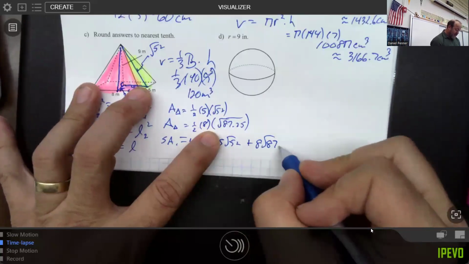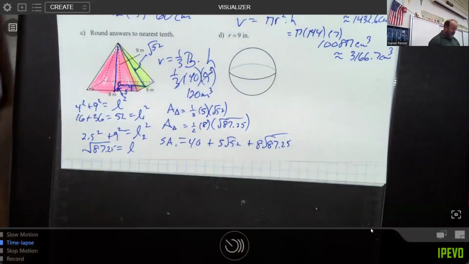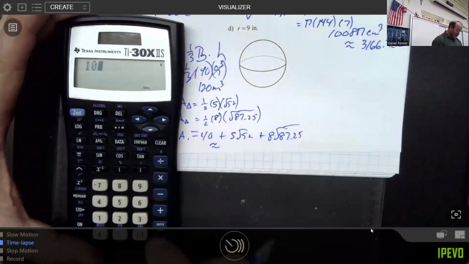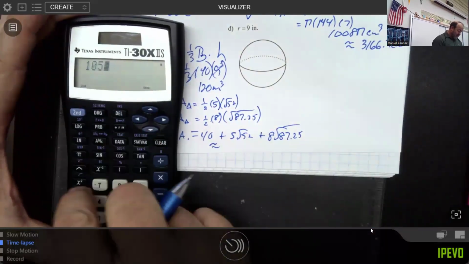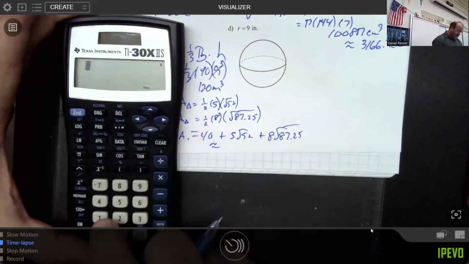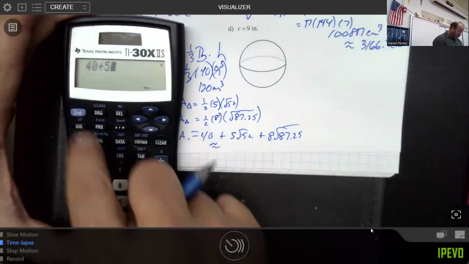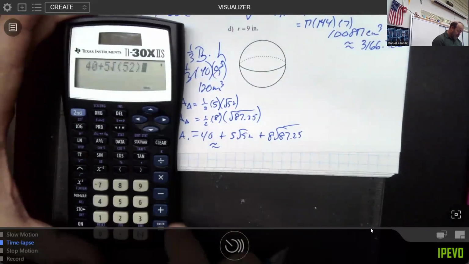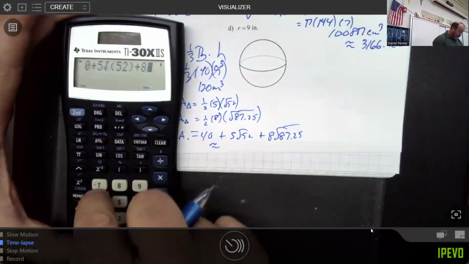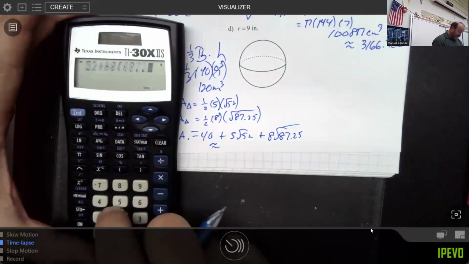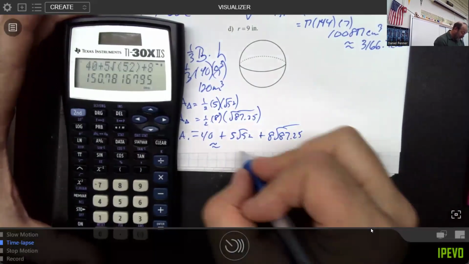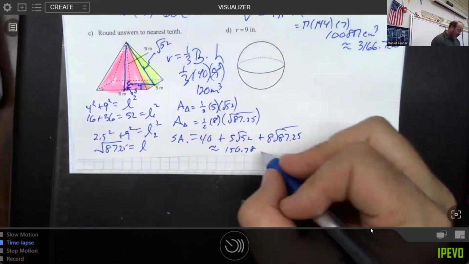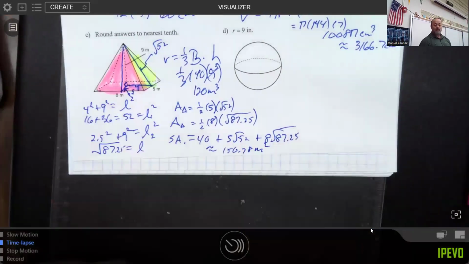And this is actually the final answer, and we could leave it that way, but most people are not going to feel super comfy with that strange looking answer. So we might as well get an approximation. 40 plus 5 square roots of 52 plus 8 square roots of 87.25. And we're looking at 150.78 meters. Again, area is always squared.